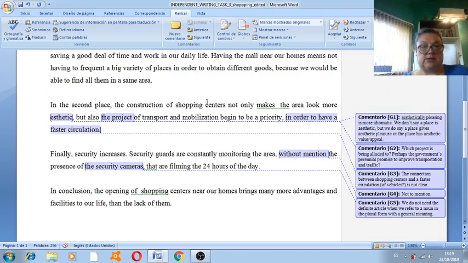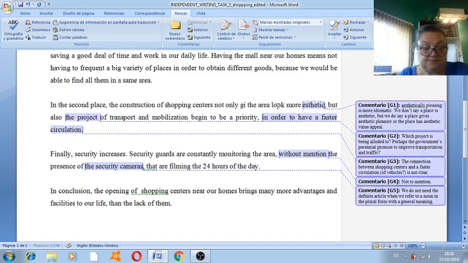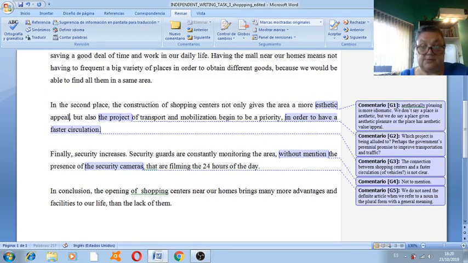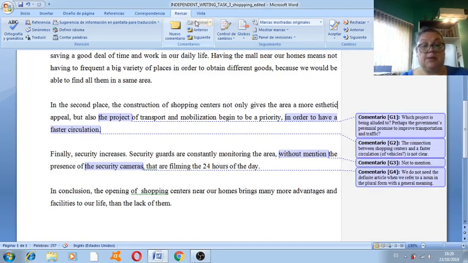So we can say the construction of shopping centers not only gives the area a more aesthetic appeal, right? Do you like how it sounds? All right, so let's remove the mark. But also, the project of transport and mobilization begin to be a priority.